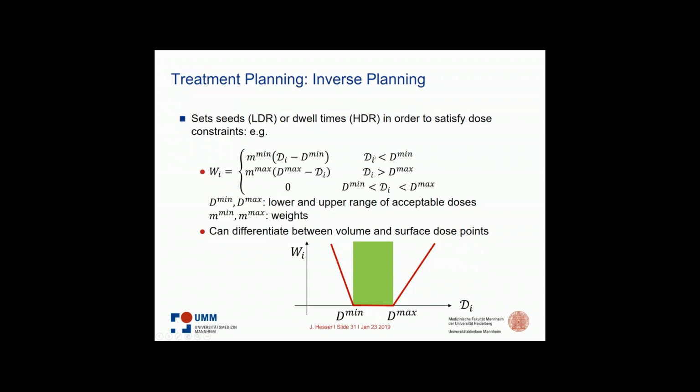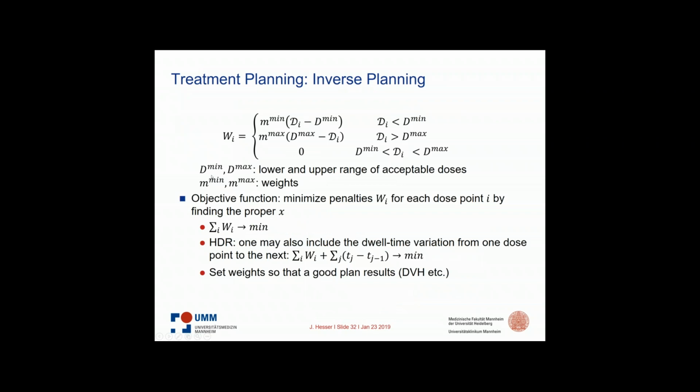In this sense, if D is smaller than Dmin, then this is negative. And if D is bigger than Dmax, this is also negative. This is a rate here, and so we get a negative value. So the objective function is what we just minimize: the penalties. So we take the absolute of these here, and we minimize the penalties of this here.